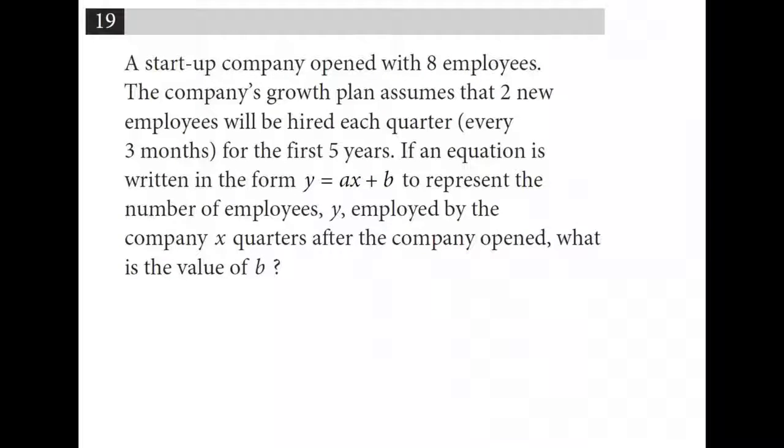Number 19. A startup company opened with 8 employees. The company's growth plan assumes that 2 new employees will be hired each quarter, or every 3 months, for the first 5 years. If an equation is written in the form y is equal to ax plus b to represent the number of employees y employed by the company x quarters after the company opened, what is the value of b? The good news with all this quarters business is that it's a distractor.